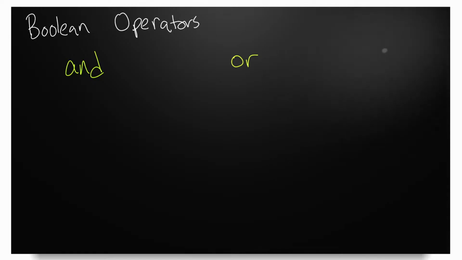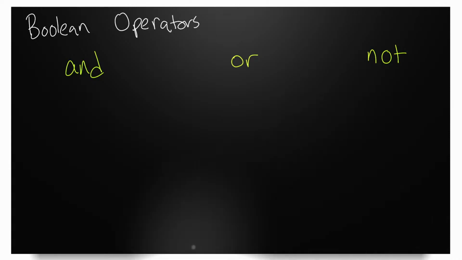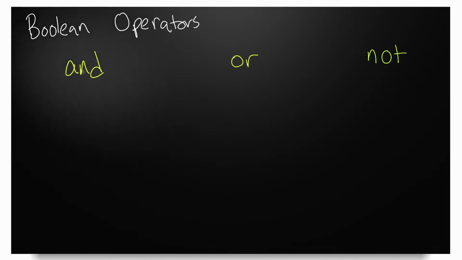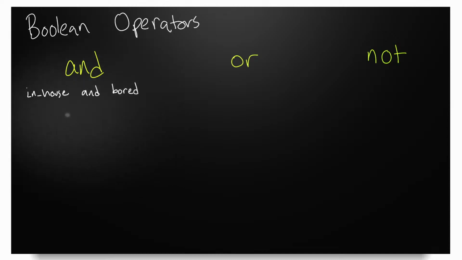Okay, so AND, OR, and NOT are our Boolean operators. So, for example, for AND, maybe we have a Boolean variable that is in-house, and we have another Boolean variable that is board. So if we're in the house and board, or board and in the house, this would evaluate to true. We'll talk about the exact evaluations of this in just a moment.